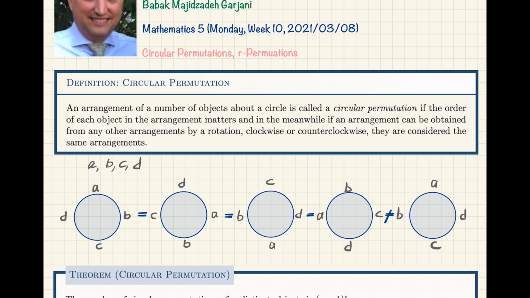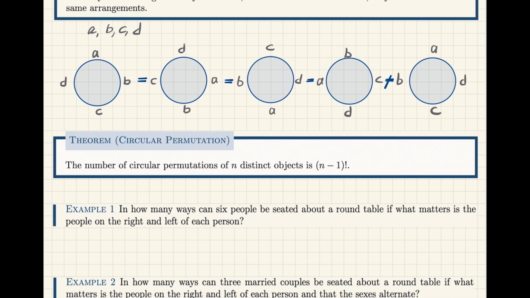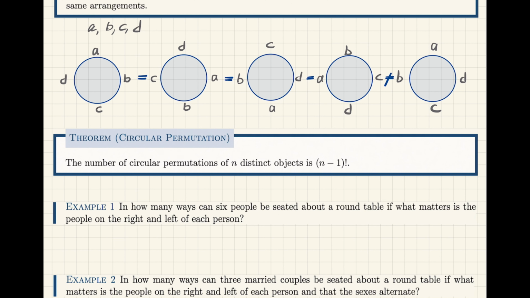Okay? So we want to understand how many circular permutations we can write down. Is there any formula for that, or we should do it case by case? Fortunately, the answer is that there is a theorem for that. You don't need to do it case by case. Okay, and the answer is that the number of circular permutations of n distinct objects is n minus 1 factorial. The number of permutations of n distinct objects, if you remember, was just n factorial.